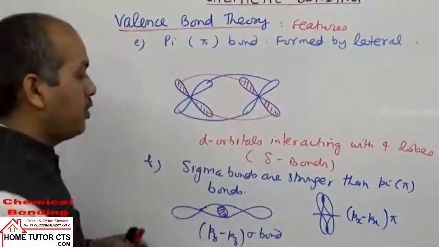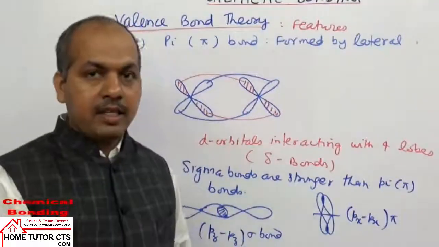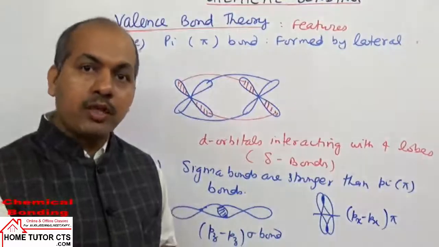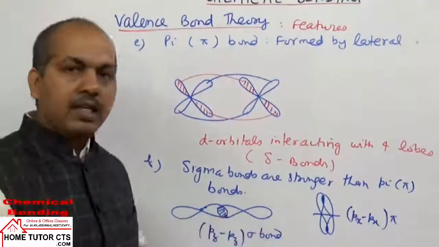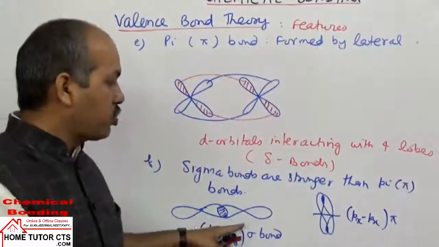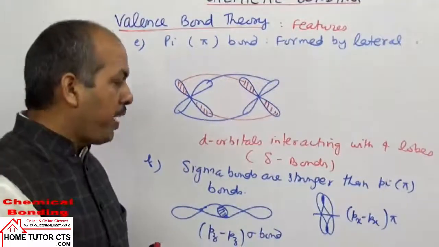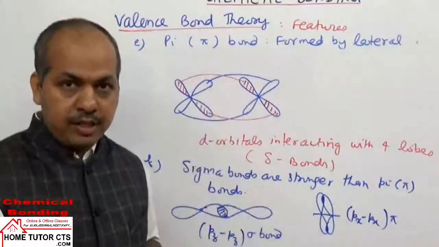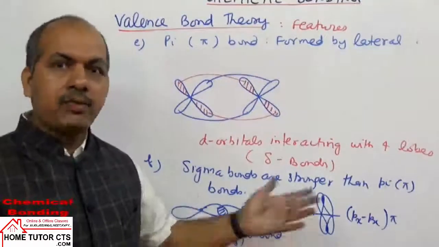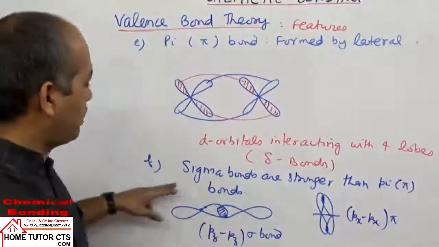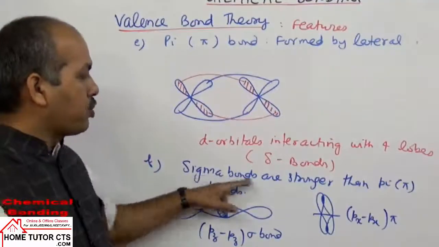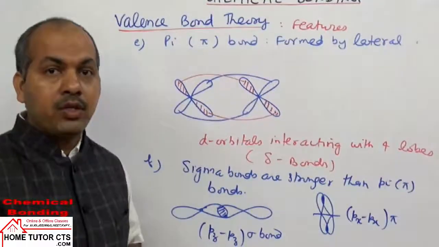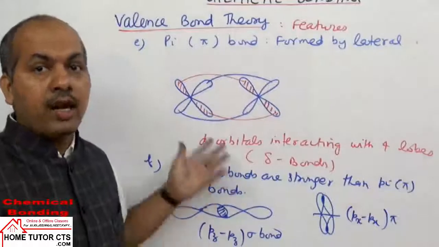In this pi bonding the overlapping extent is less, so the atoms cannot come closer and they form weaker bonds. Here they form strong bonds, so sigma bonds are stronger compared to pi bonds. Remember, sigma bonds are always formed first and only then can they form pi bonds later on. So the next point: sigma bonds are stronger than pi bonds. Now the next point: in which cases is the overlapping of orbitals not allowed?